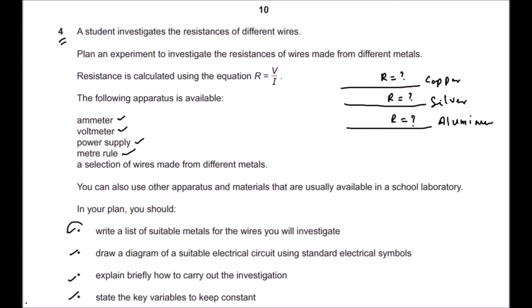Look at the first one. Write a list of suitable metals for the wire you will investigate. To answer this part, you need to write the names of the metals whose resistance you are going to investigate. So you can write your answer like this: copper, silver, and third you can write aluminium.